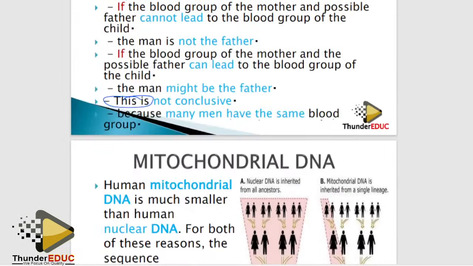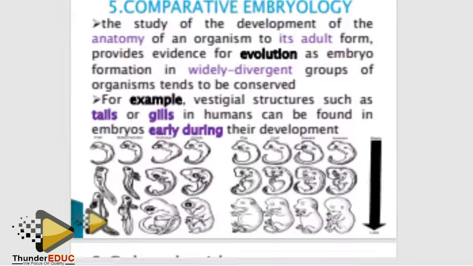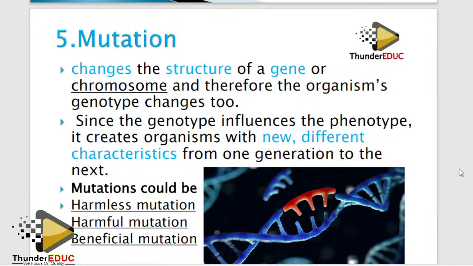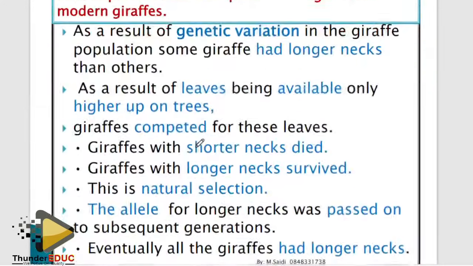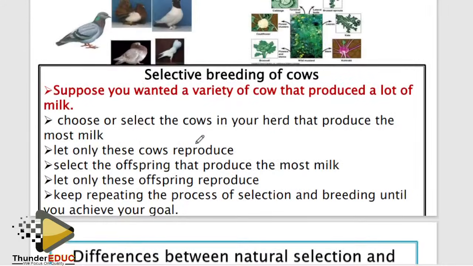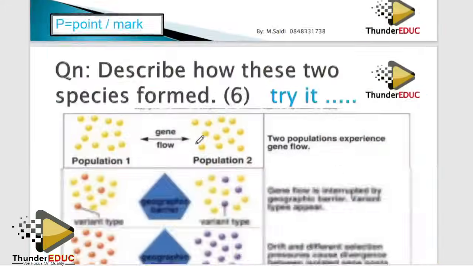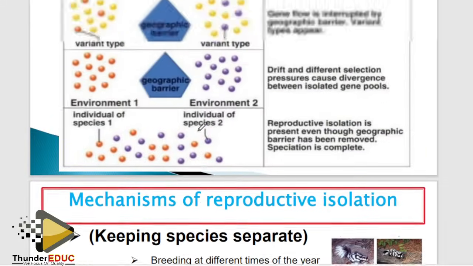Let me show you the different isolation mechanisms. This is the difference between Lamarck and Darwinism. The different isolation mechanisms: breeding at different times of the year, species courtship behavior, adaptation to different pollinating agents, and prevention of fertilization leading to infertility of the offspring. Don't go there without knowing these different isolation mechanisms.